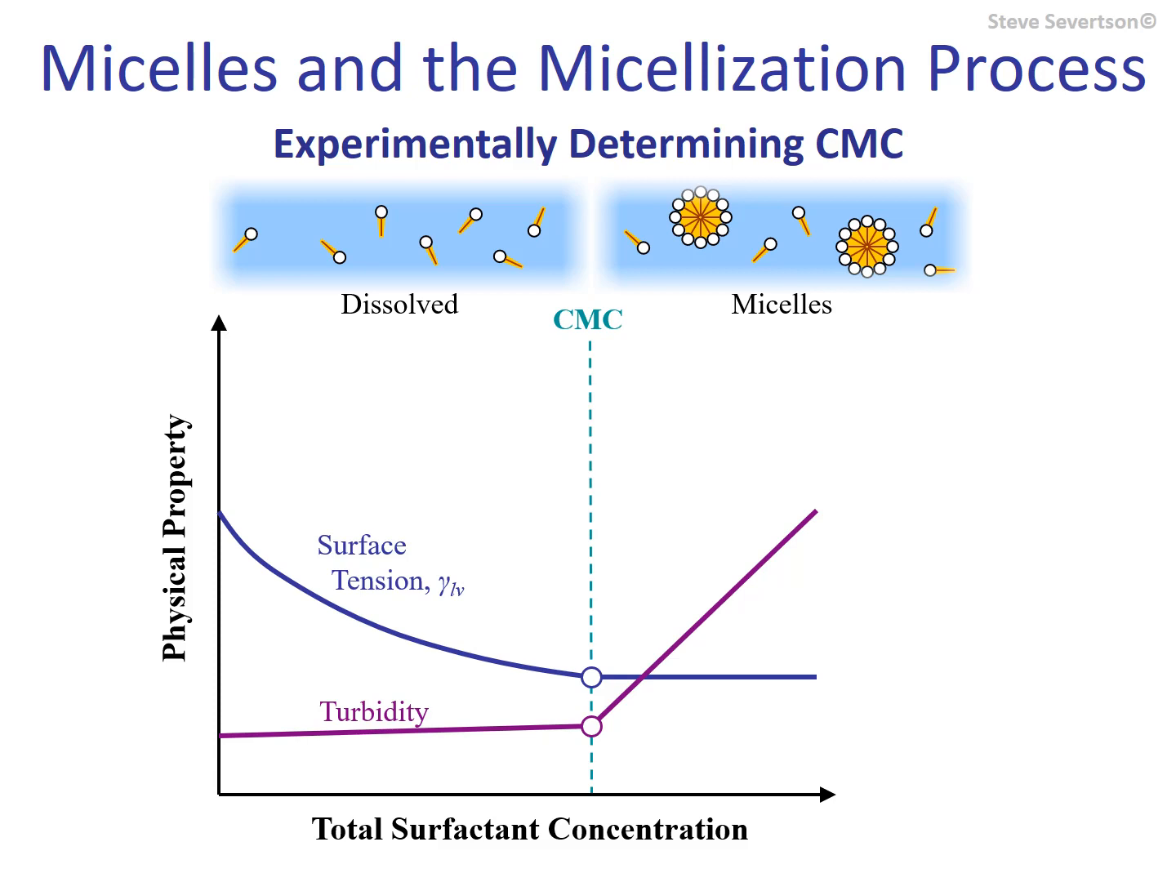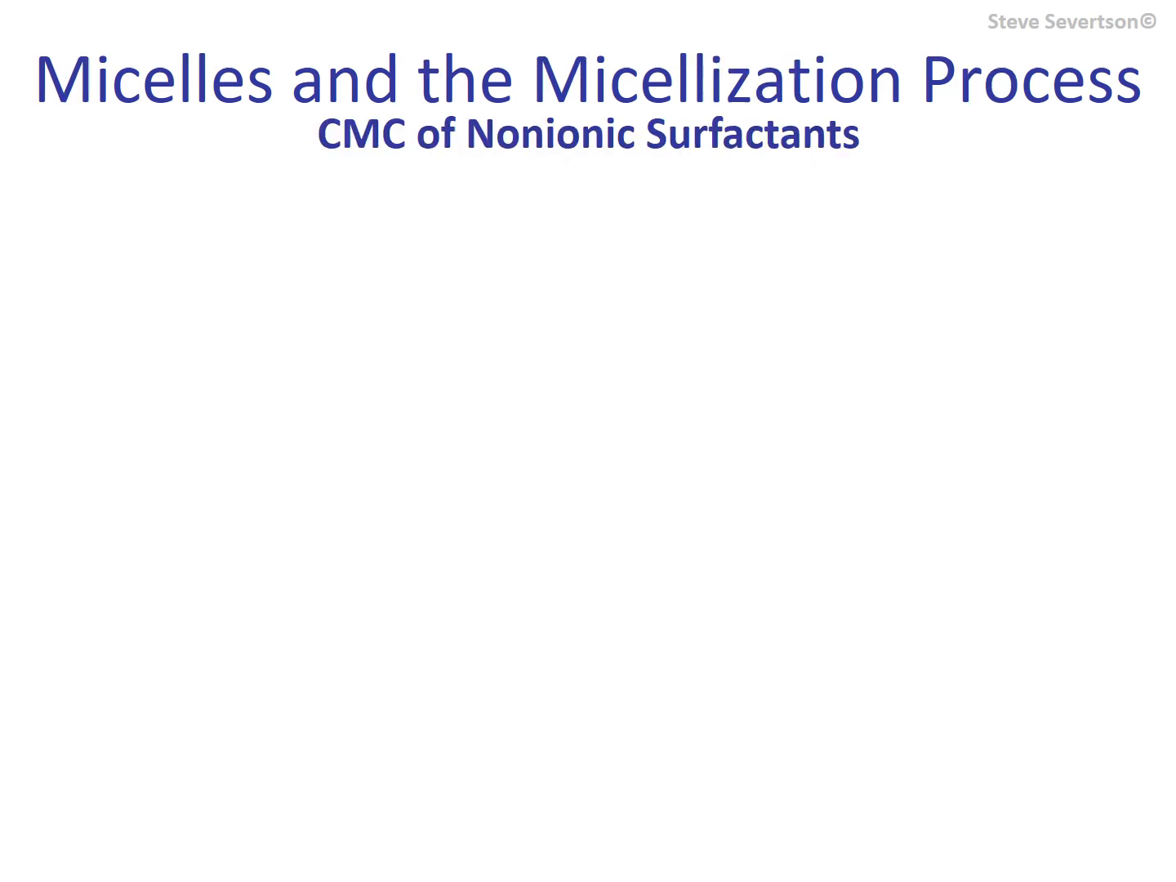CMC. In the case of ionic surfactants, the formation of particles substantially reduces the mobility of the added charge. As a result, a plot of solution conductivity versus surfactant concentration shows a break in its increase at the CMC. These are just a few examples of the various techniques that can be used in the determination of the critical micelle concentration for a surfactant.